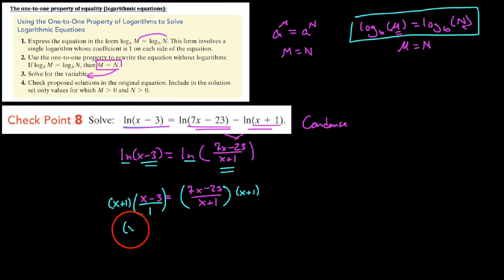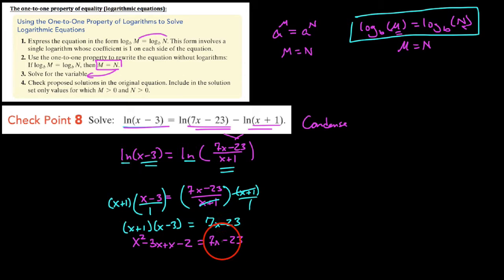On the left side, we're going to get x plus 1 times x minus 3. On the right side, we're going to get 7x minus 23, and the reason why is because the factor x plus 1 over 1 canceled with our 7x minus 23 all over x plus 1. So let's go ahead and distribute on the left side. We get x squared minus 3x plus an x, minus 3. And on the right side, 7x minus 23. Combining like terms, all said and done, on the left side we have x squared minus 2x minus 3 equals 7x minus 23.